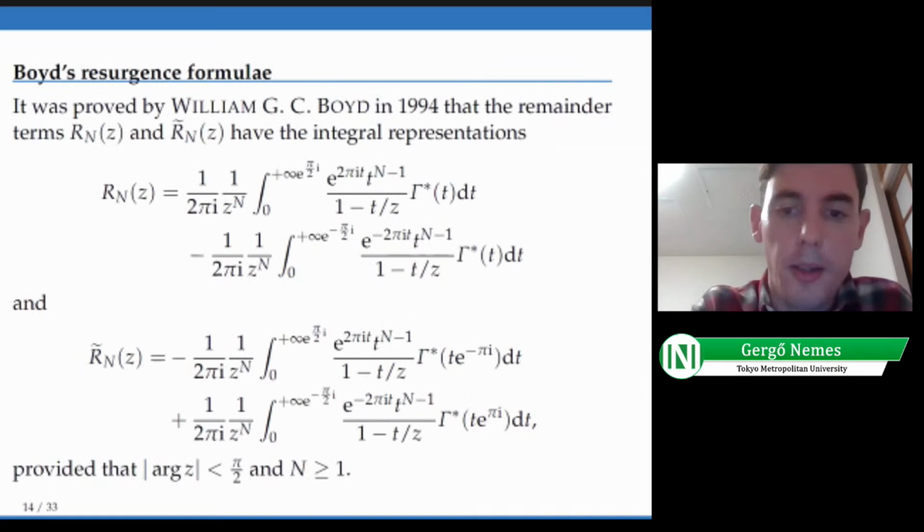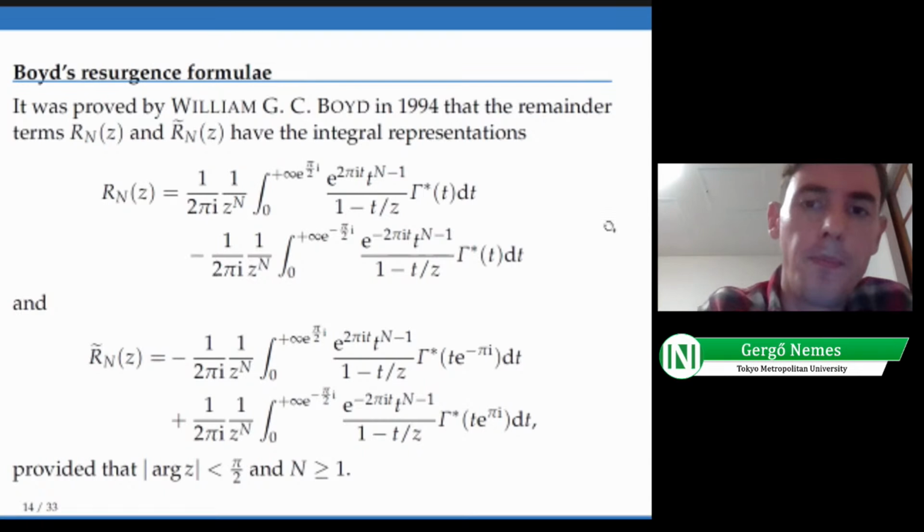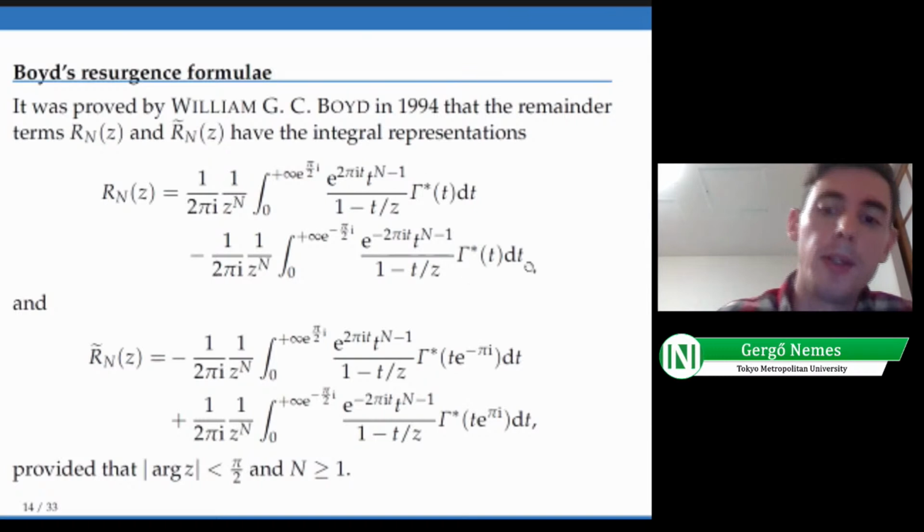To show this rigorously, we can use hyperasymptotics, and for that we need representations for the remainder term. Here they are. These explicit representations are valid in this sector and for any n at least one, and these are due to Boyd from 1994. The idea of the procedure is that we replace, this is, by the way, the resurgence phenomenon, that the function itself reappears in the remainder of its own asymptotic expansion. So we can substitute the asymptotic expansion into these integrals and integrate term by term.